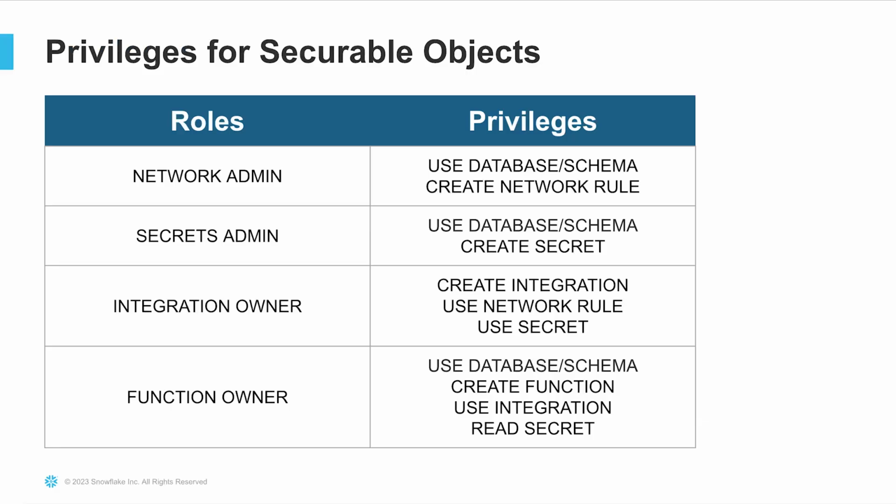To recap, setting up external access involves 4 Snowflake database securable objects, and each of these objects can be managed separately. For simplicity, customers can also choose to manage some of these objects through a single admin role. For instance, in the previous example, network rules, secrets, and integrations could have been managed by a single admin role.